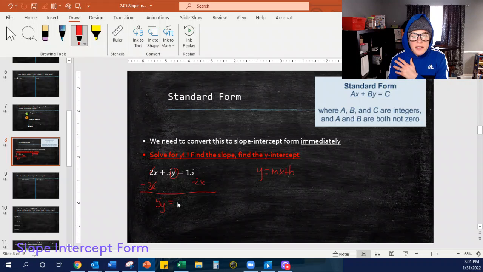I want it to be y equals mx plus b, so I want it to be y equals some x term, and I want the x term first. So I'm going to put my negative 2x there, plus 15. I've done nothing wrong. I've done everything that I can in math.